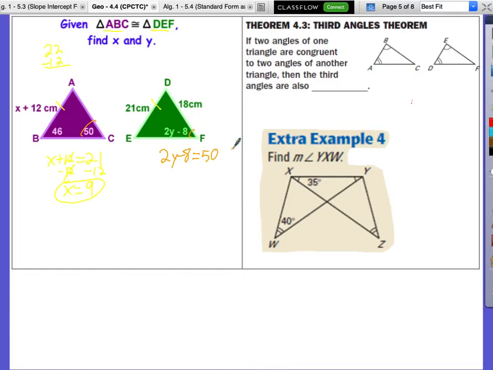Now we need to solve this equation, okay? Quentin, help me solve this. Add 8 to both sides, get rid of it, it's negative. Divide by 2 to get rid of the multiplication. And y is equal to what did you say? Okay, you want to phone a friend? 29. What's 9? So the values of x and y would be x is 9, y is 29. Question on that one? Okay.